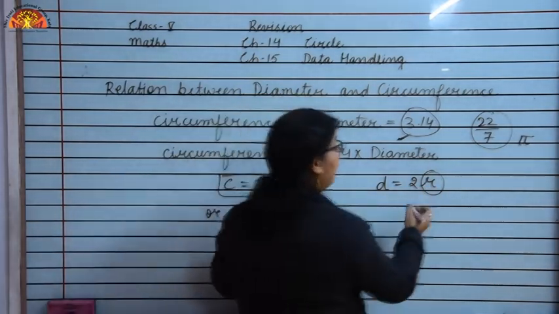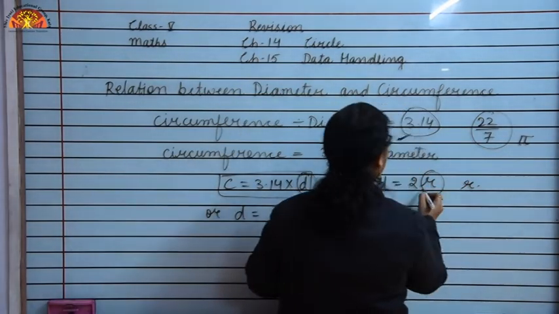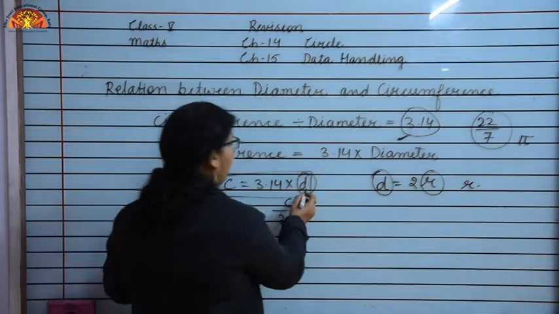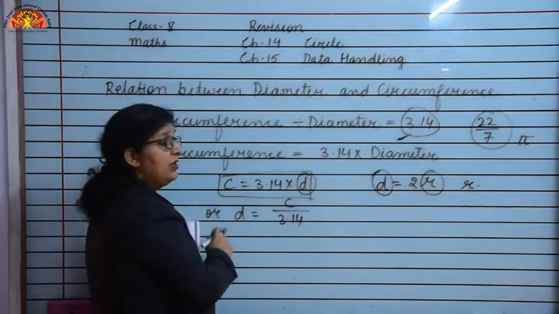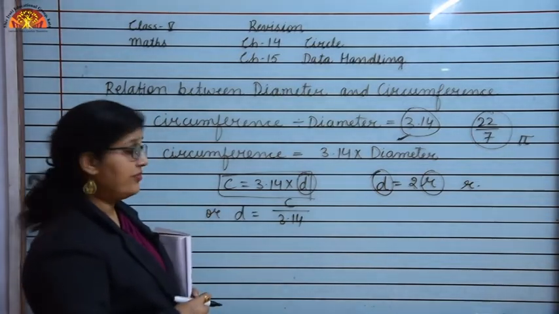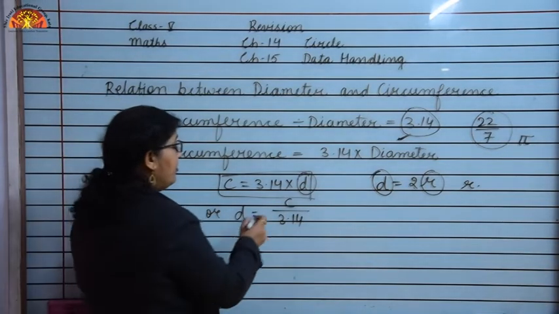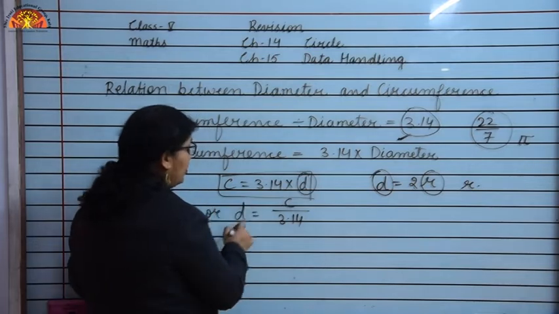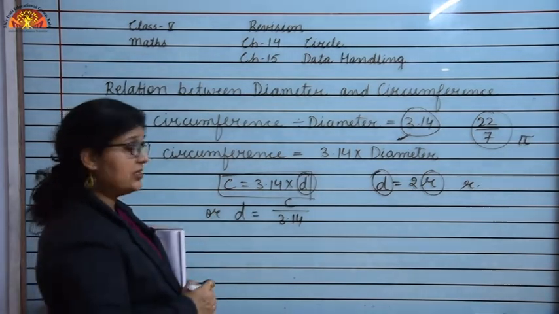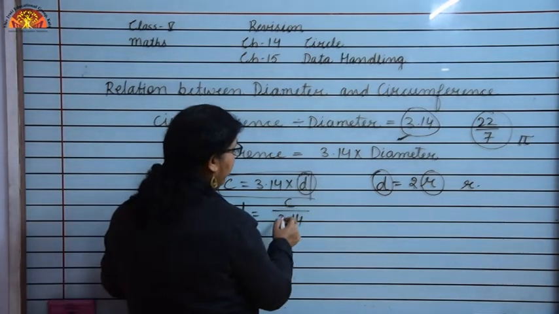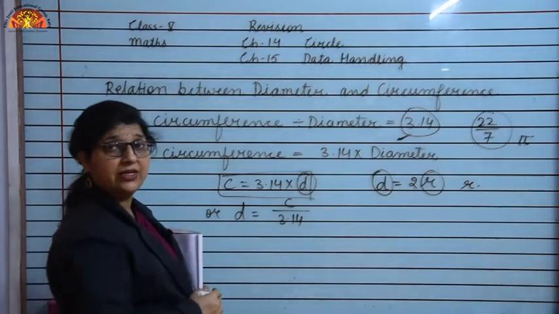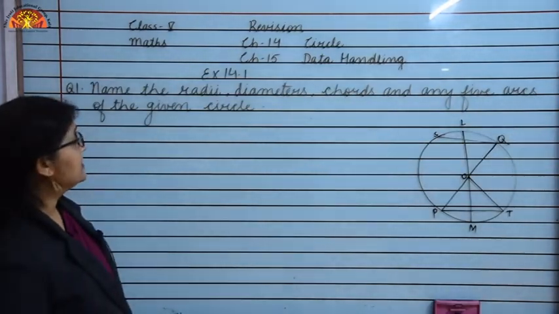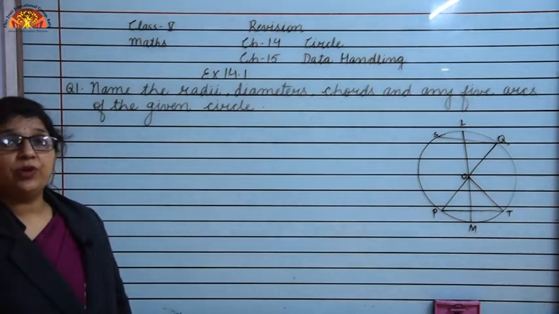So if we have the radius of the circle, then we multiply by 2 to get the diameter and we put the value in this formula to find the circumference of the circle. And if we know the circumference of the circle and we want to find the diameter, then we divide the circumference by 3.14 to get the answer. Understood? Let us start exercise 14.1.